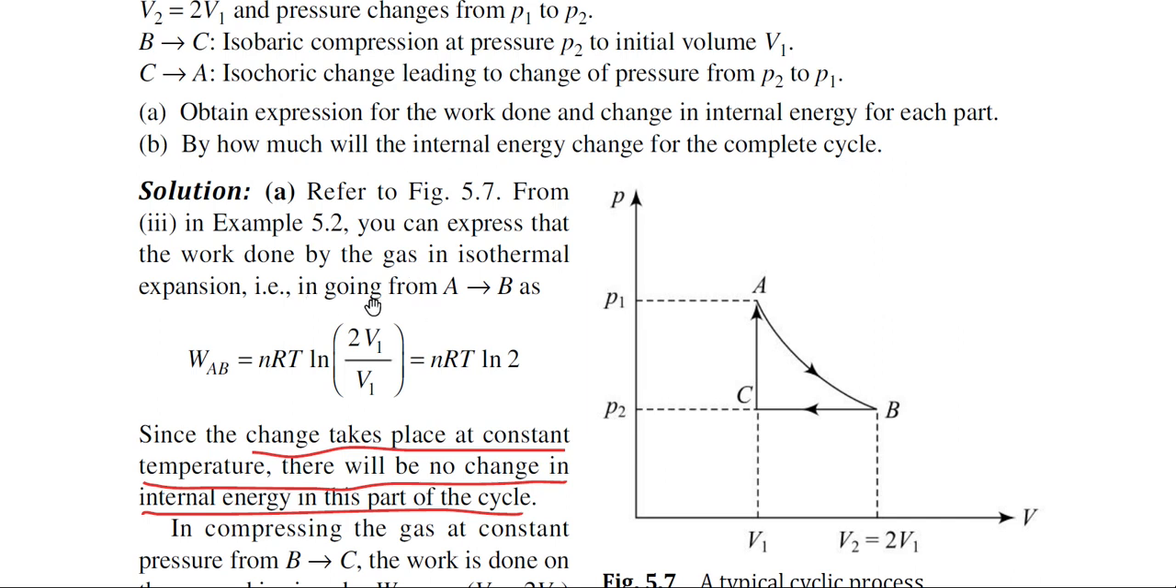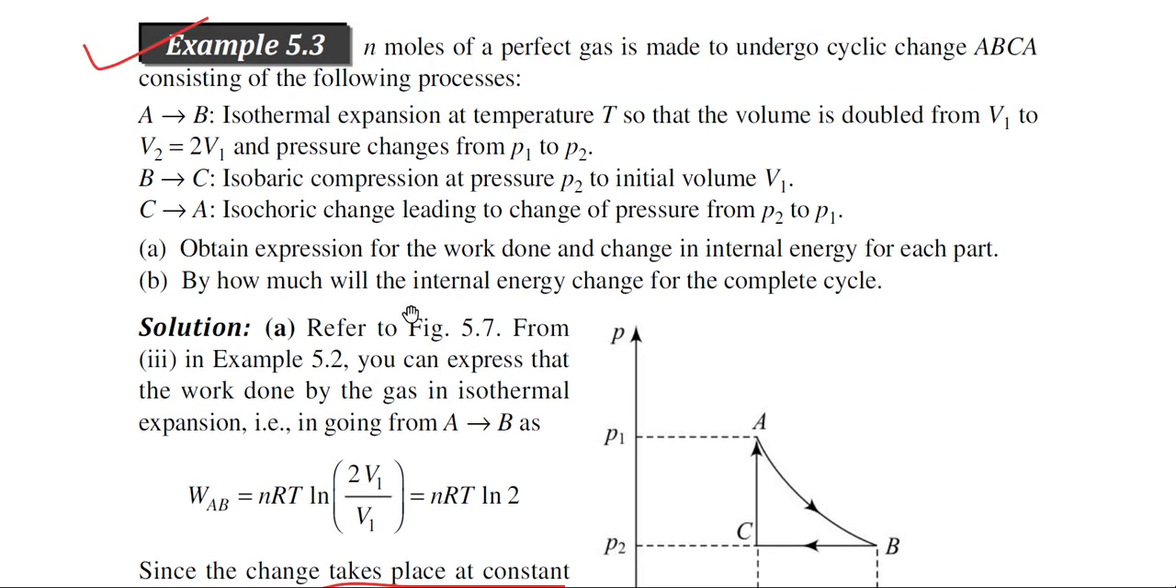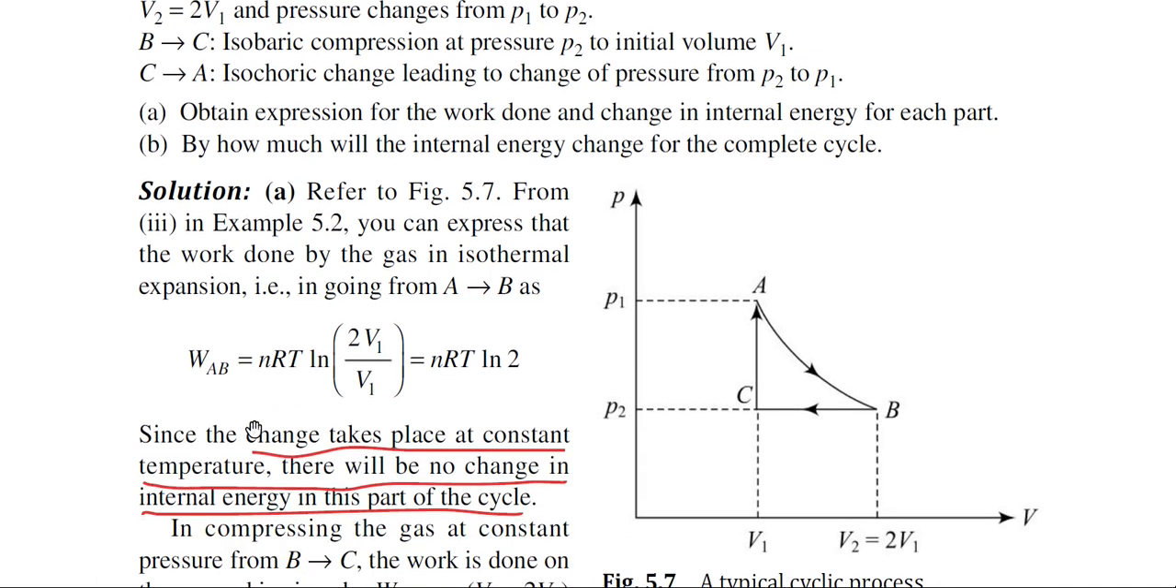When the state is changing from A to B, this particular state is isothermal, and we have already calculated how much work will be done in an isothermal process. So this is WAB. WAB is equal to nRT ln Vf by Vi. That was the formula that we have just discussed. So ultimately it will give you WAB is equal to nRT ln 2.